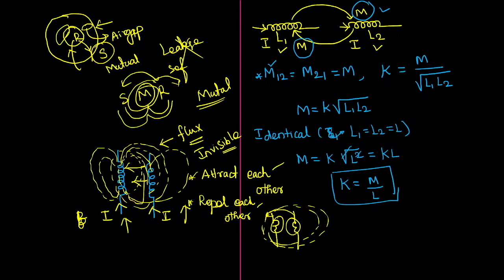Like the flux produced by the first coil is opposing the second coil or attracting the secondary coil. In order to know that, you have to see the flux. If I am simply giving the coil and asking you, I will just pass the current like this and I will keep one more coil here physically.